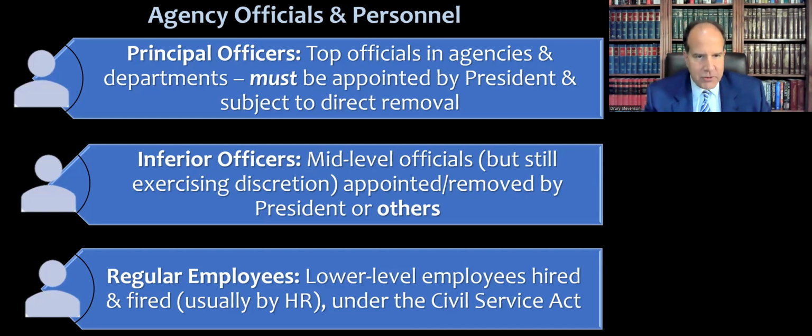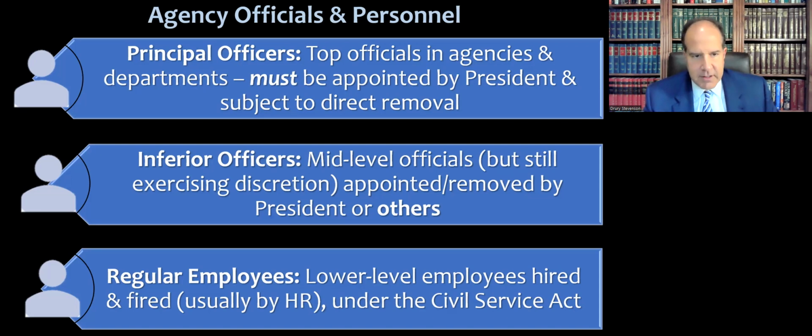And so the top officials in agencies have to be appointed by the president. They have to go through Senate confirmation and normally are subject to direct removal by the president. Now, in a few cases with agencies like boards and commissions, the president may have to show some sort of good cause for that removal, but basically the way these people get removed from their position is typically either by impeachment or by the president firing them.